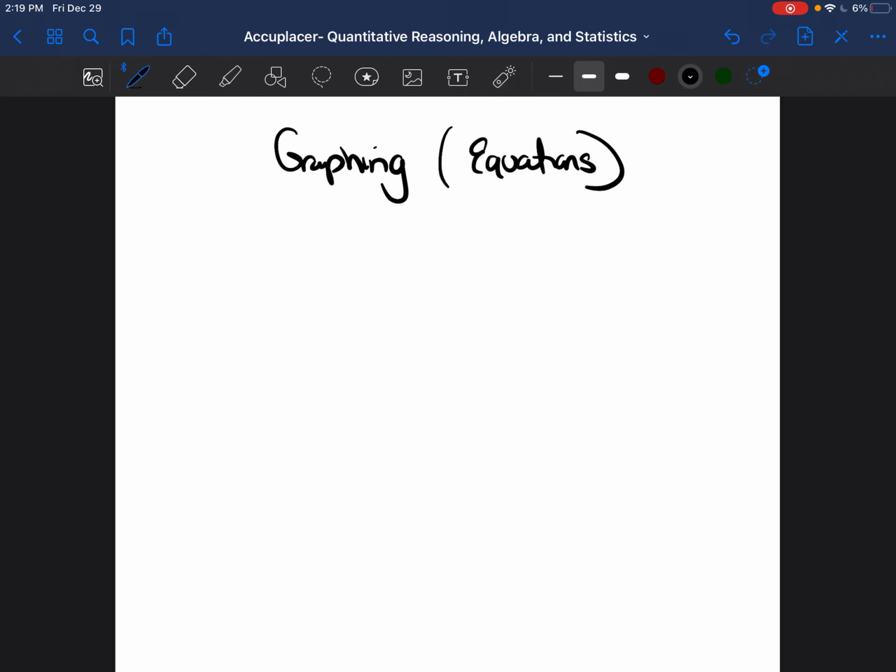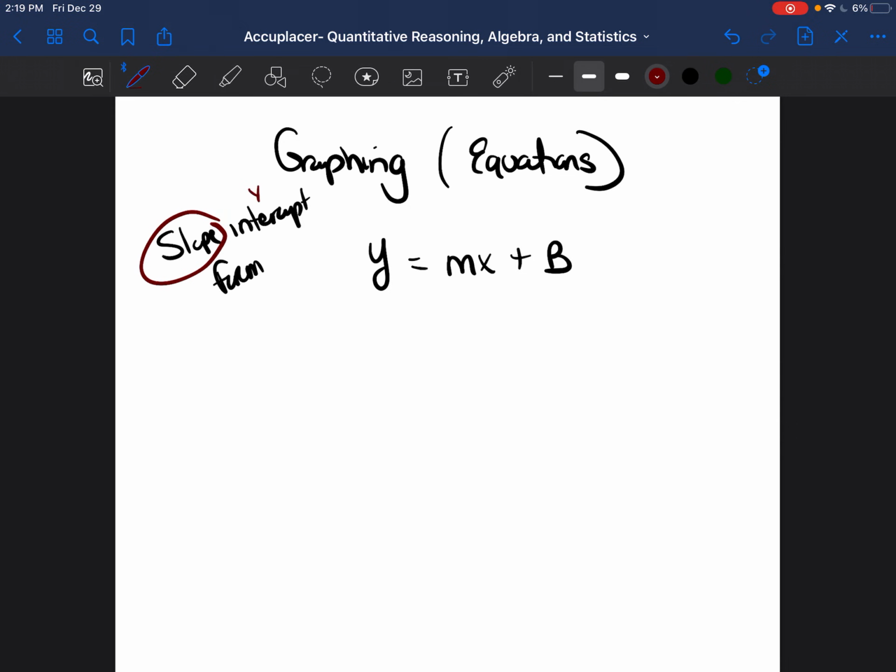So the most common way to see an equation for a graph written is y is equal to mx plus b. This is called the slope-intercept form. So on your piece of paper, write slope-intercept form. It's so simple because it gives you the slope and the y-intercept. The slope is the m value. The y-intercept is the b value.